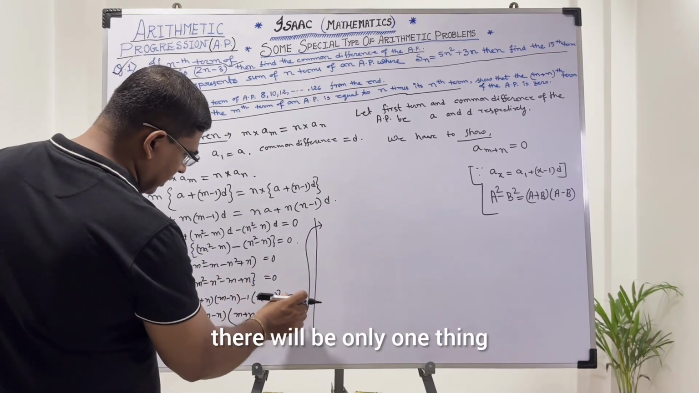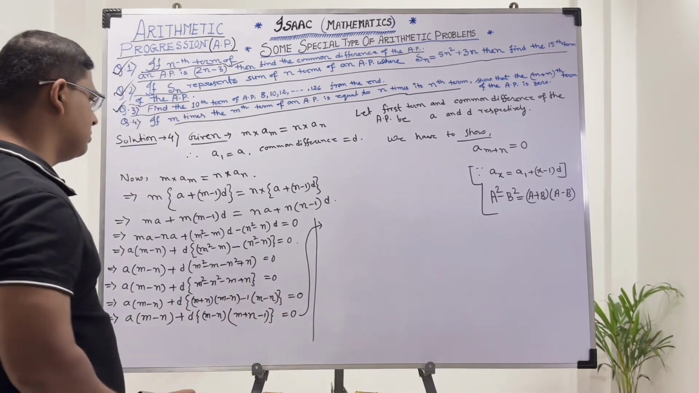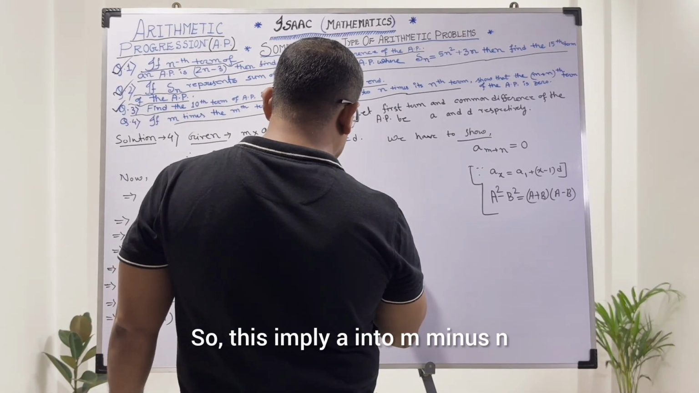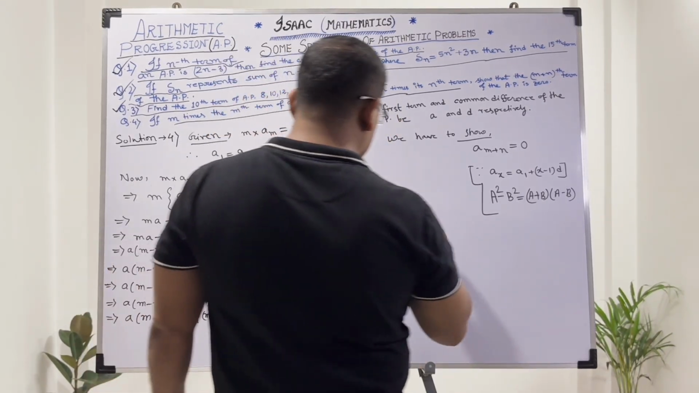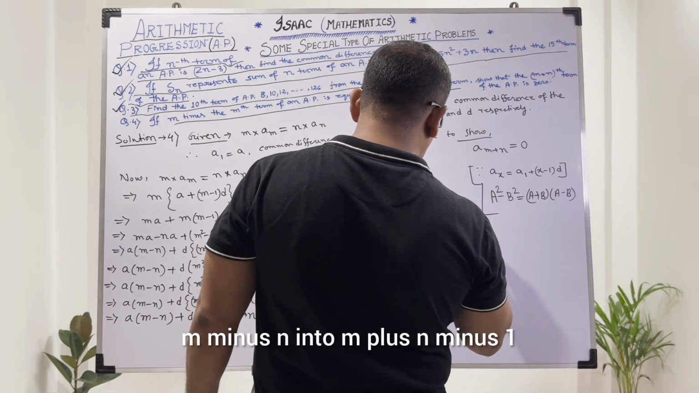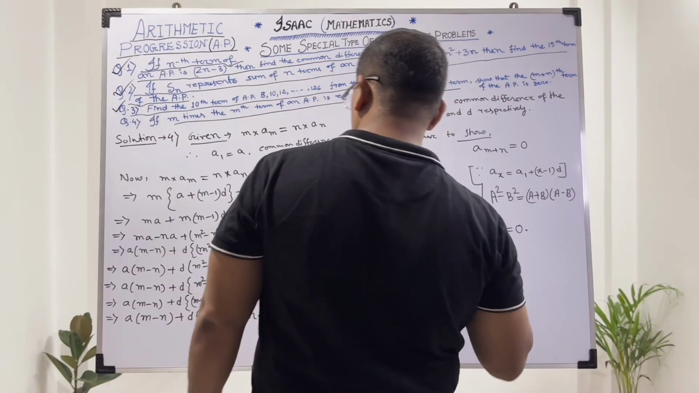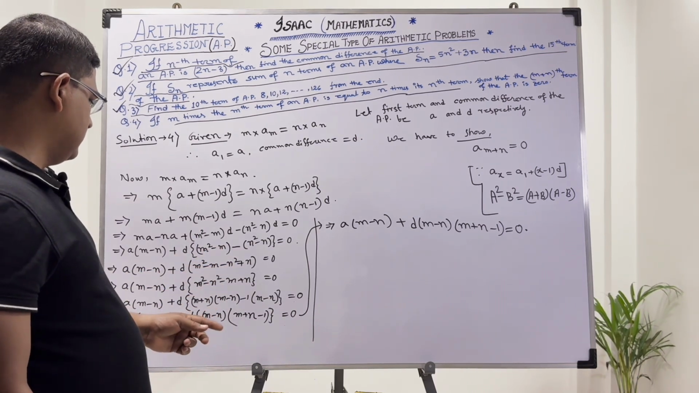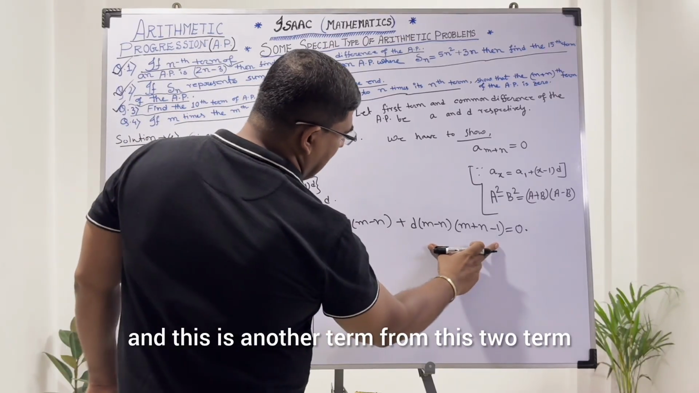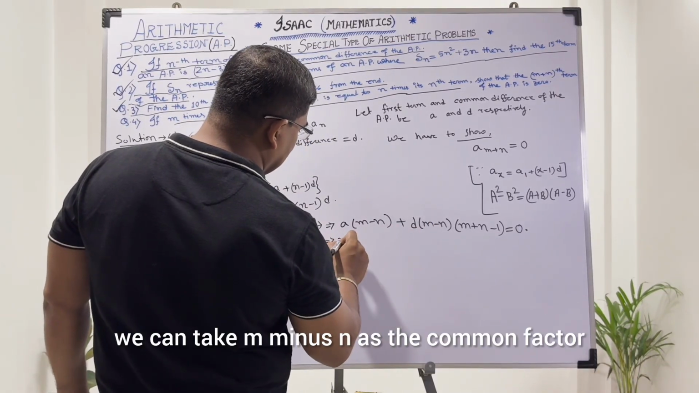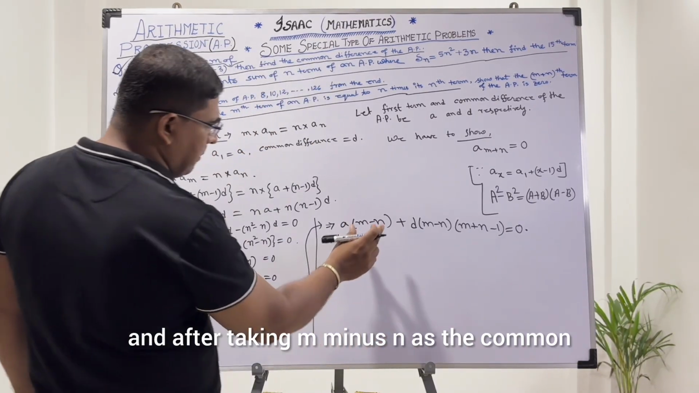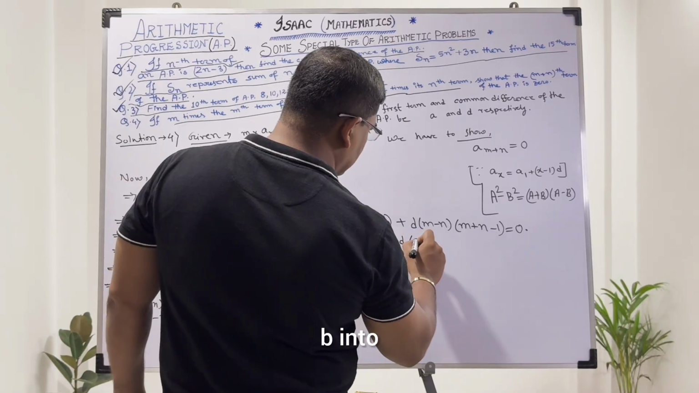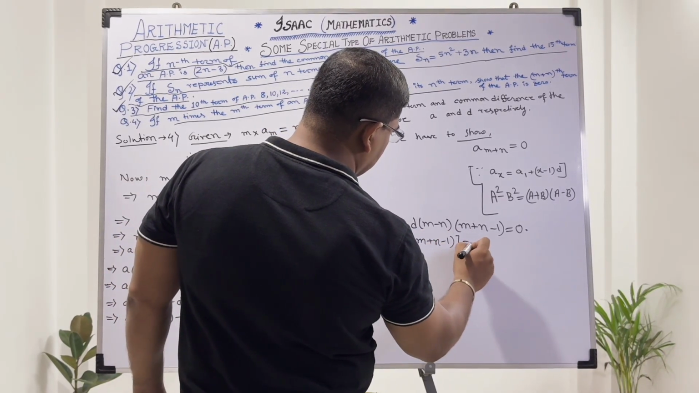Sorry, there will be only one d. So this implies a into m minus n plus d into m minus n into m plus n minus 1 equals 0. Now this is a term and this is another term. From these two terms, we can take m minus n as the common factor, and after taking m minus n as the common factor, the rest becomes a plus d into m plus n minus 1 equals 0.